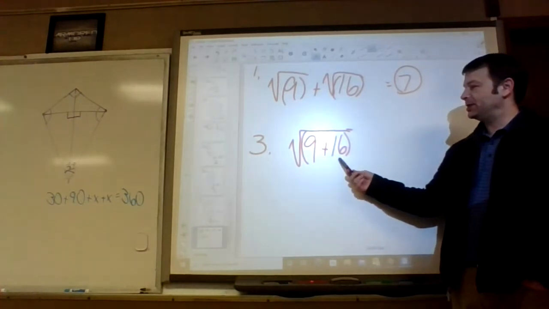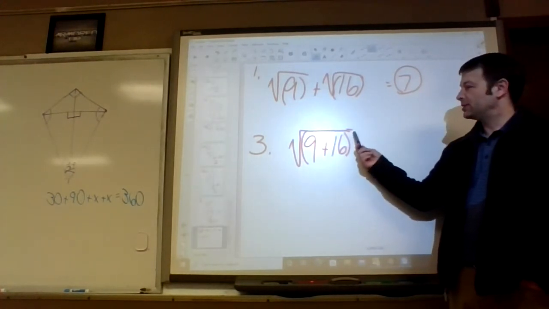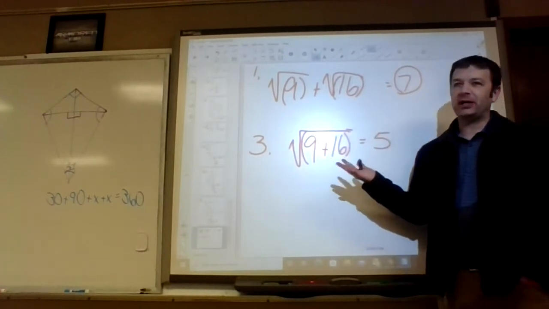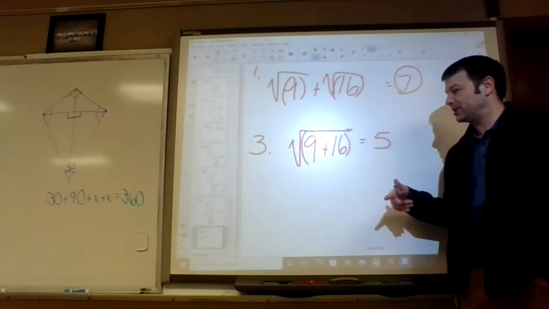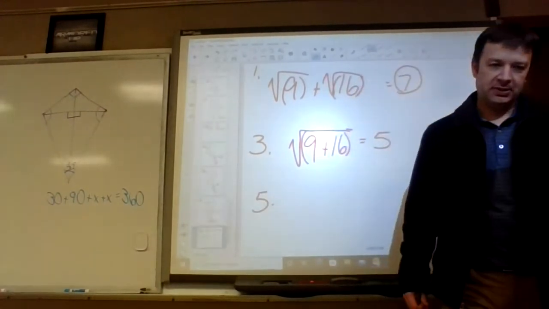So 9 plus 16 is 27? 25. And the square root of 25 is 5. Most of your calculators, you can plug this in. It would just take longer than actually just doing that.